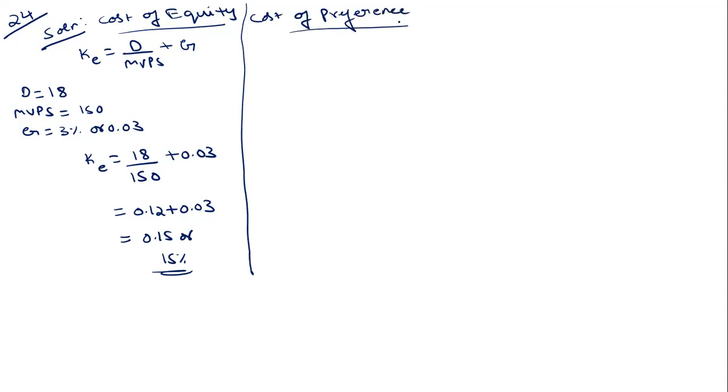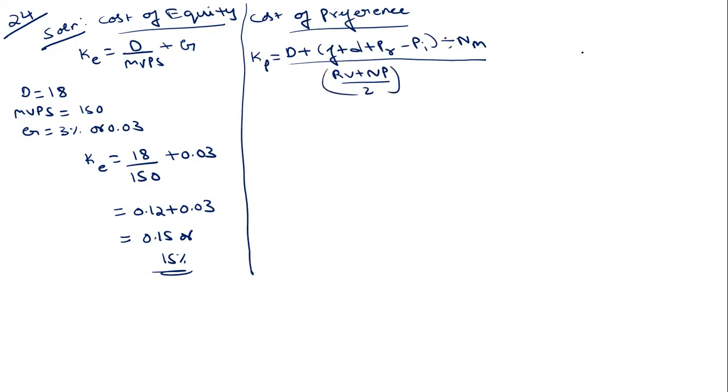Let's go for cost of preference. Is this redeemable? Yes, sir. The formula: D plus RV minus NP by N, divided by RV plus NP by 2. You should be strong by now. The formula should be perfect for everyone by now. And then we say RV plus NP by 2. Now let us see what they have given here.